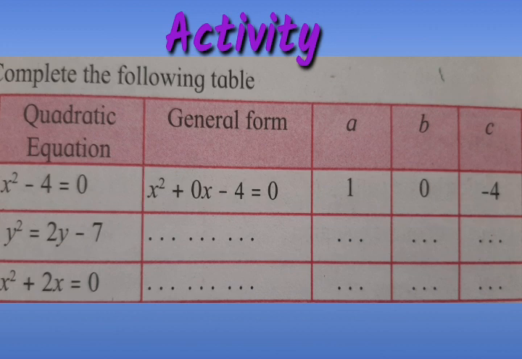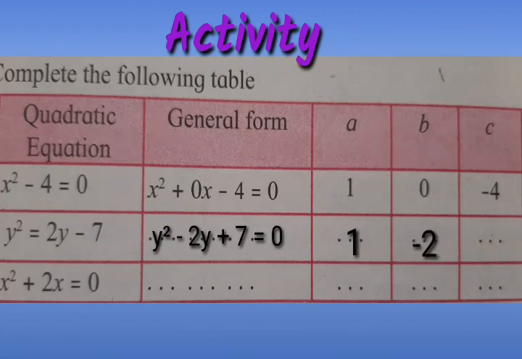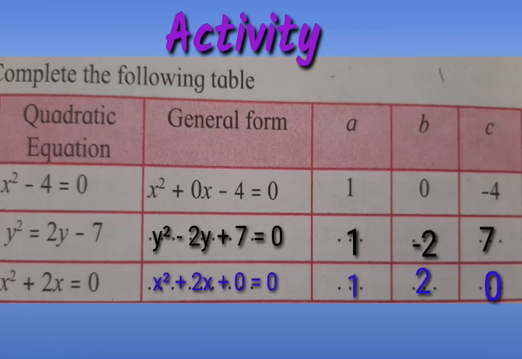Now second is given, y square equals to 2y minus 7. Then we write the general form, y square minus 2y plus 7 equals to 0. Value of a is 1, b is minus 2, c is 7. Third is given, x square plus 2x equals to 0. Then we get the general form, x square plus 2x plus 0 equals to 0. Value of a is 1, b is 2 and c is 0. In this way you can compare the equation with general form to get the values of a, b, c.